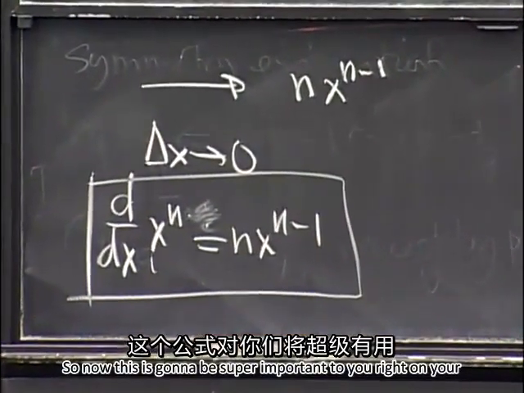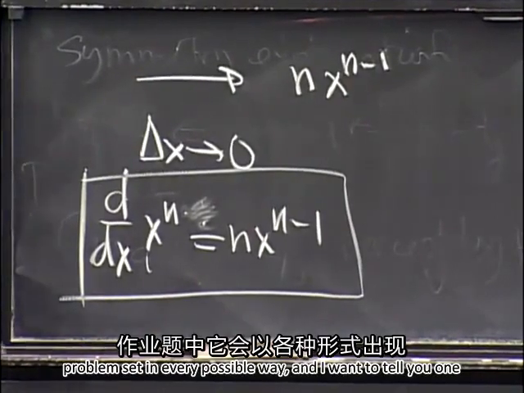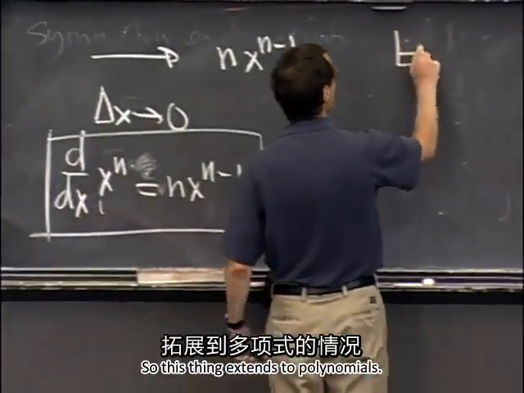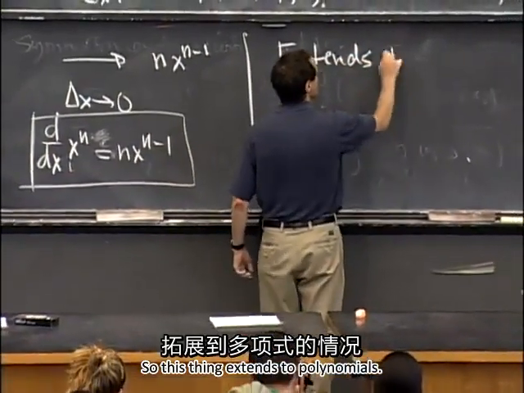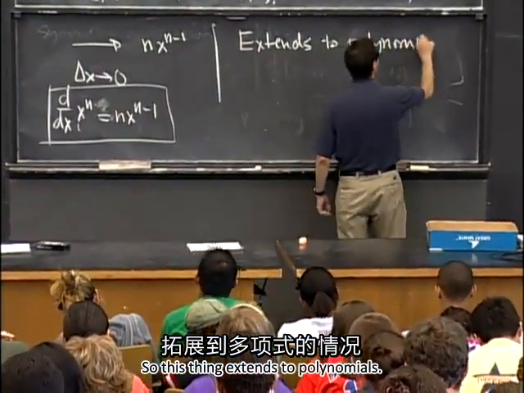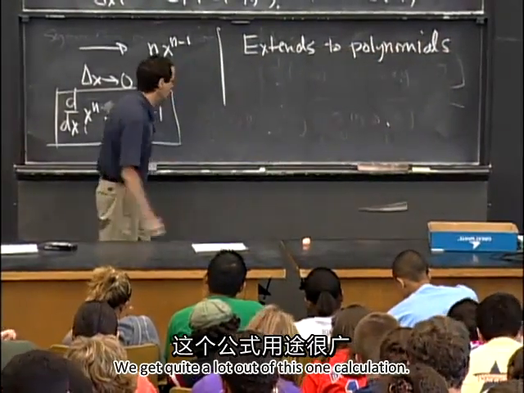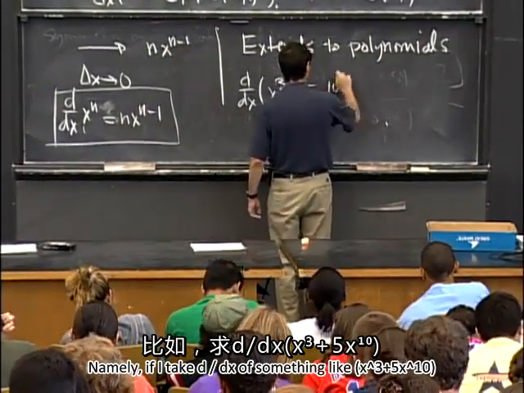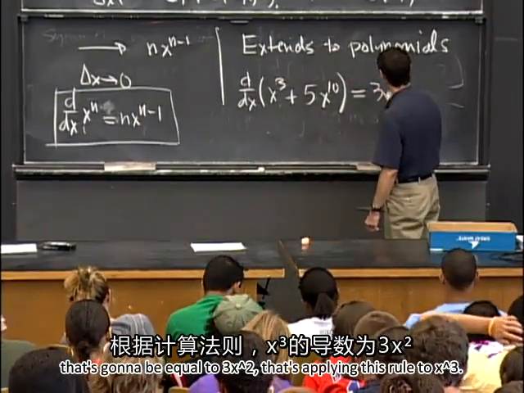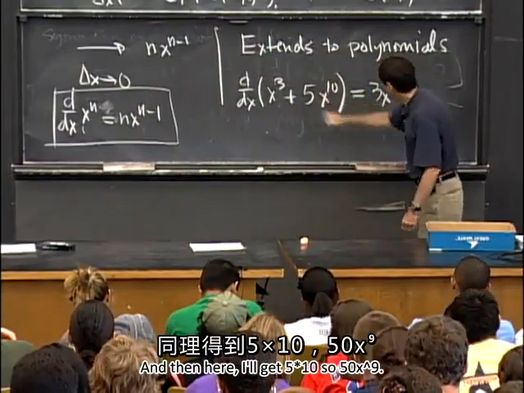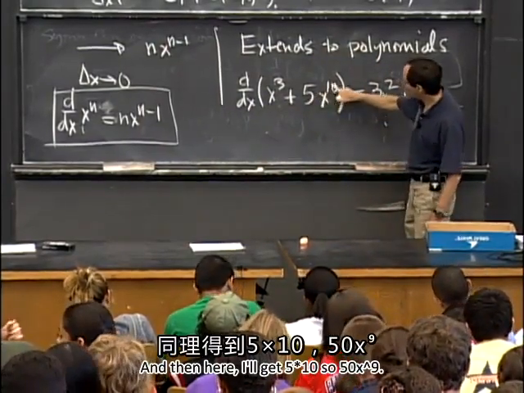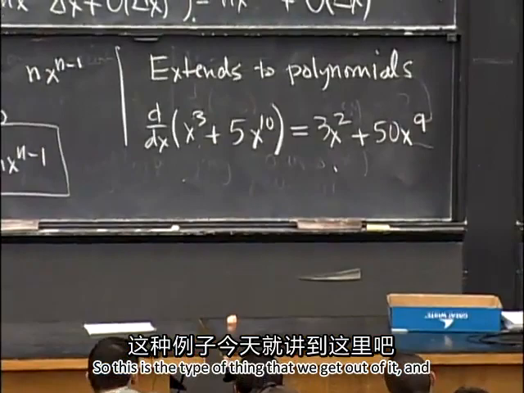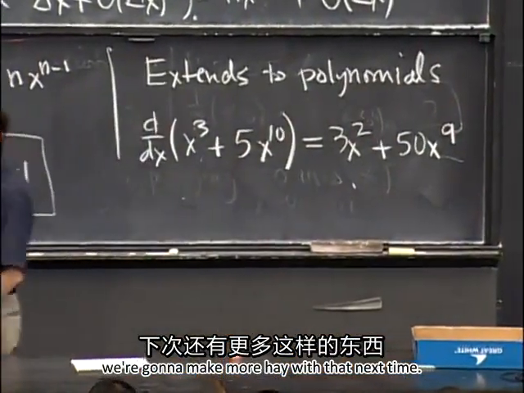So now this is going to be super important to you, right on your problem set in every possible way. And I want to tell you one way in which it's very important, and one way that extends it immediately. So this thing extends to polynomials. We get quite a lot out of this one calculation. Namely, if I take d by dx of something like x cubed plus 5x to the 10th power, that's going to be equal to 3x squared. That's applying this rule to x cubed. And then here I'll get 5 times 10, so 50, x to the 9th. So this is the type of thing that we get out of it. And we're going to make more hay with that next time.